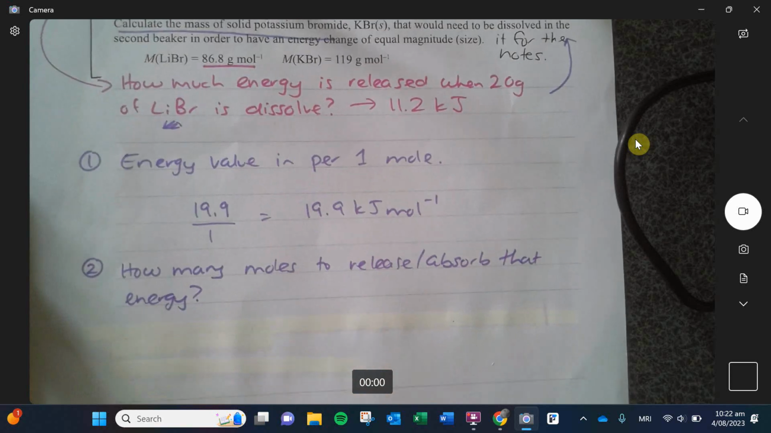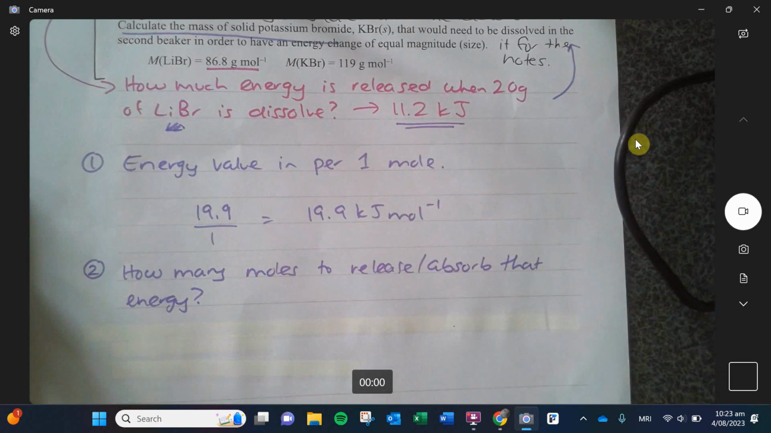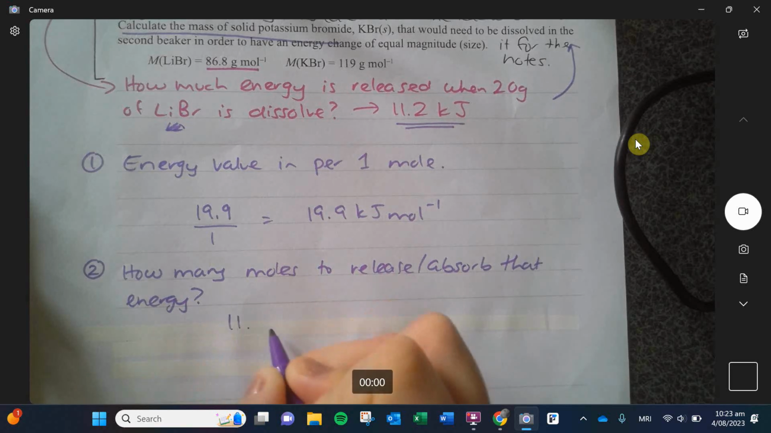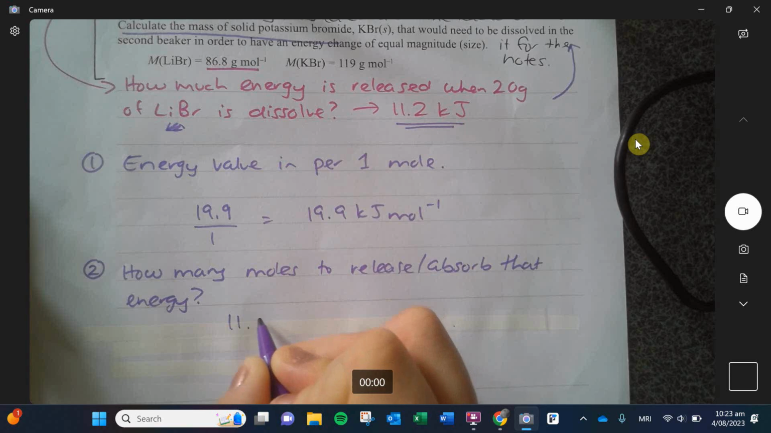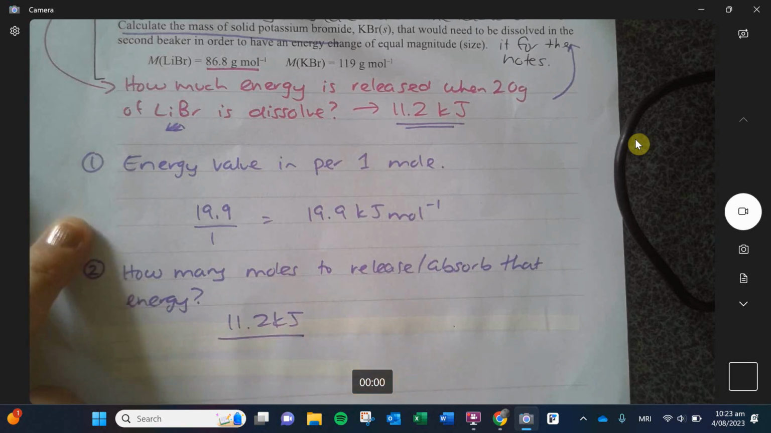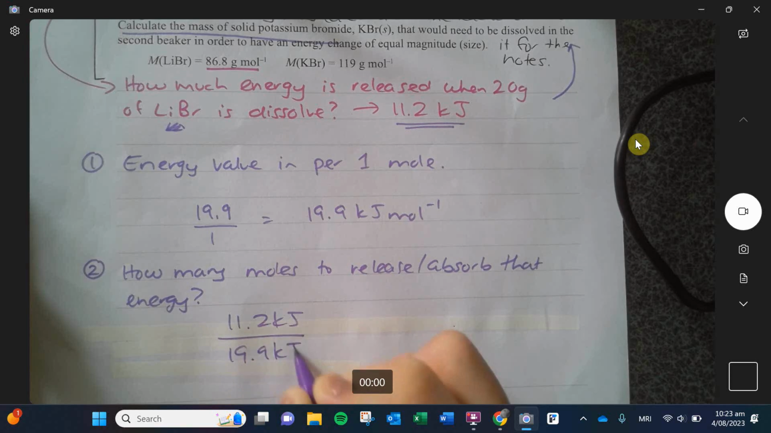So what I'm going to do in that case is I'm going to take this energy value, because that's what we were saying, in reference to the lithium bromide, what's the same amount to get the same energy change. So I have 11.2 kilojoules, and I'm dividing it by what I had from number 1, 19.9 kilojoules per mole.